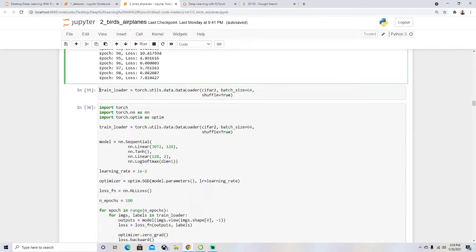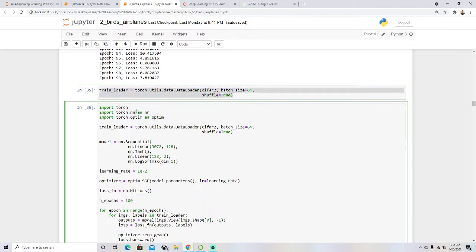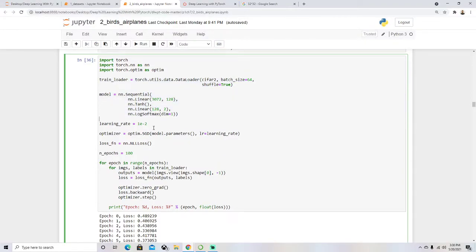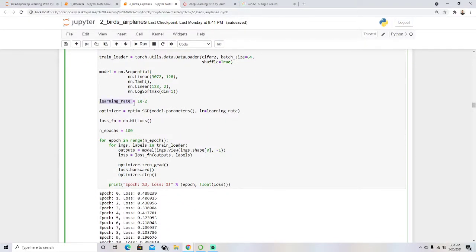Okay, so now this is the data loader. The train loader equals torch.utils.data.DataLoader of cifar2, batch size equals 64, shuffle equals true. So this is the line of code where we are creating a batch size, and we're going to input that same line of code into our box here. Now we're going to define our model. Our optimizer is the same, the loss function's the same, and then we go through it.